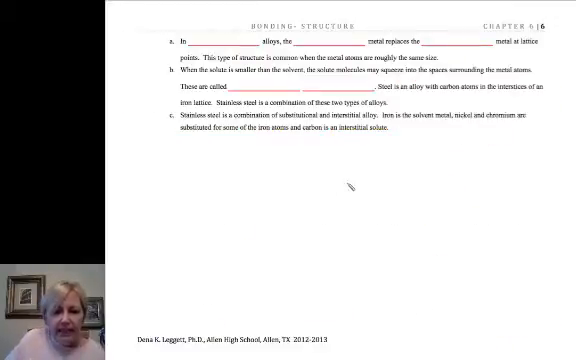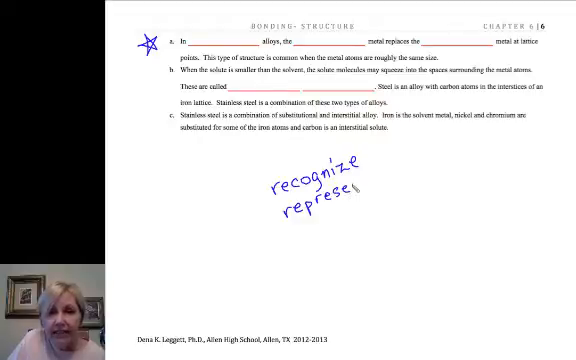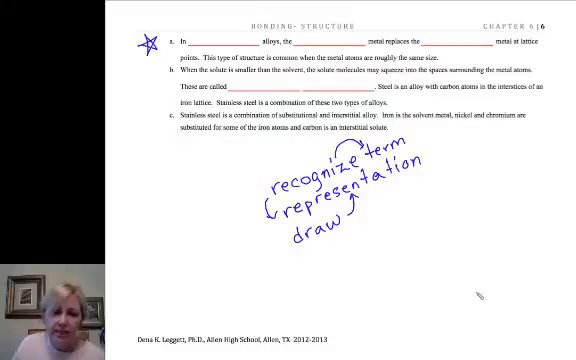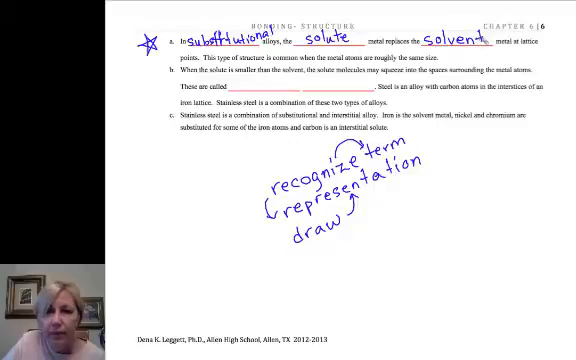All right. Yes, you do have to not only recognize these alloys, you have to be able to look at a representation and understand which one we're talking about. So you have to recognize them by term as a definition. You have to recognize them by some sort of representation. And you should be able to draw some sort of representation of these. In substitutional, as its name implies, the solute metal substitutes for or replaces a solvent metal at the lattice points.